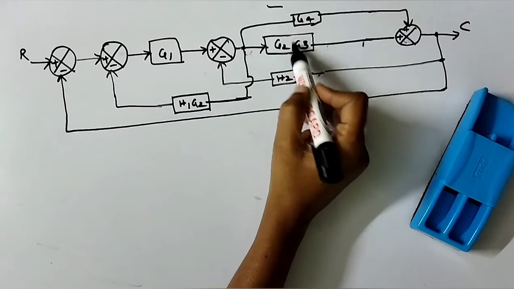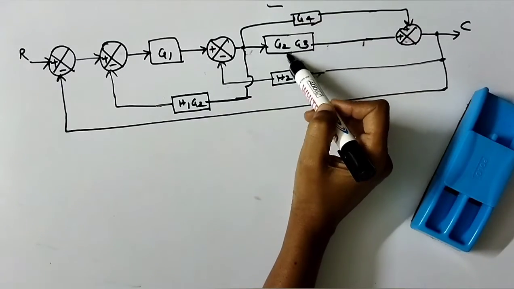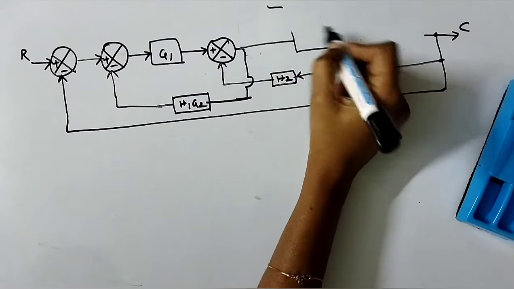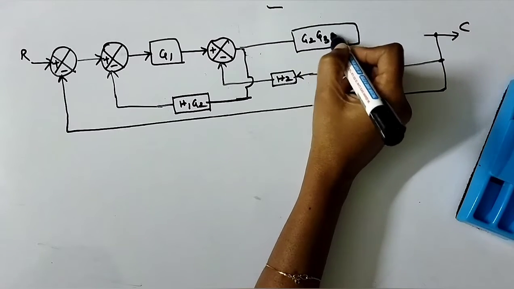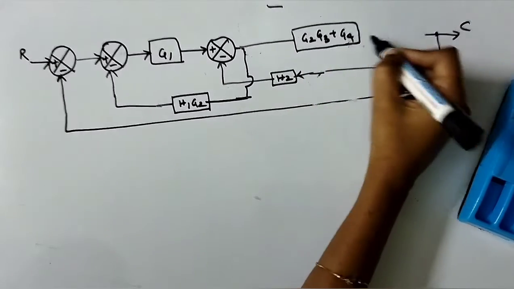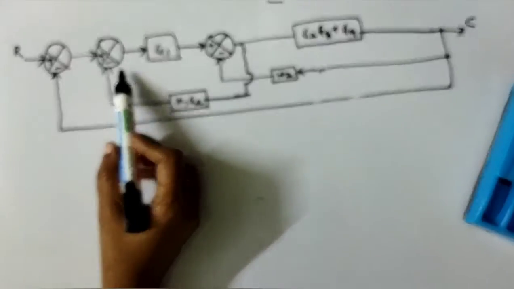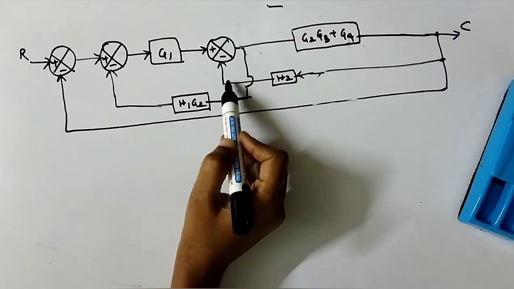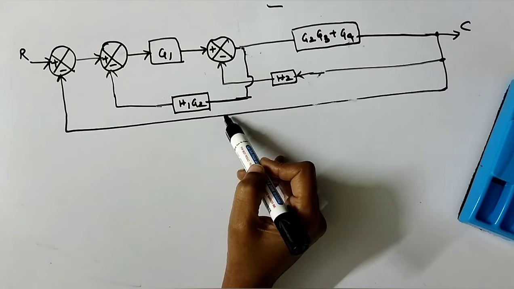These two blocks are in parallel now. You can add up G4 plus G2 G3, which gives G2 G3 plus G4. You can clearly see now 1, 2 and 3 summing points here, and you have 1, 2 and 3 feedback paths.